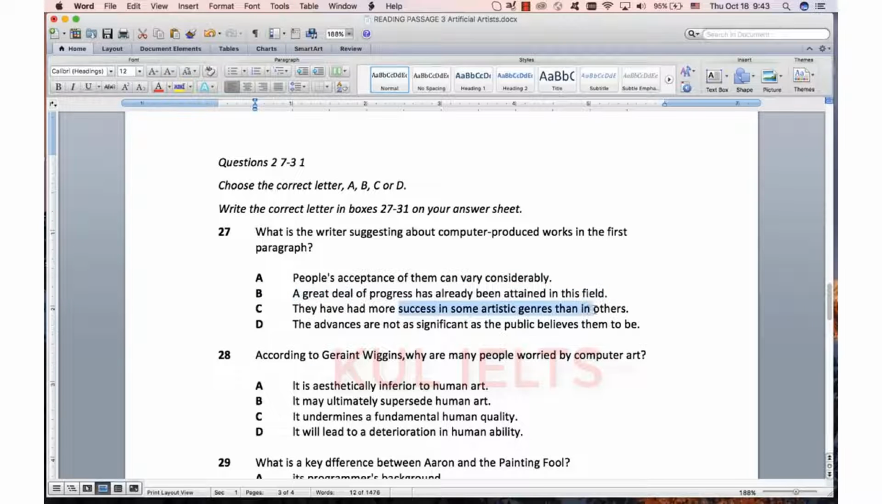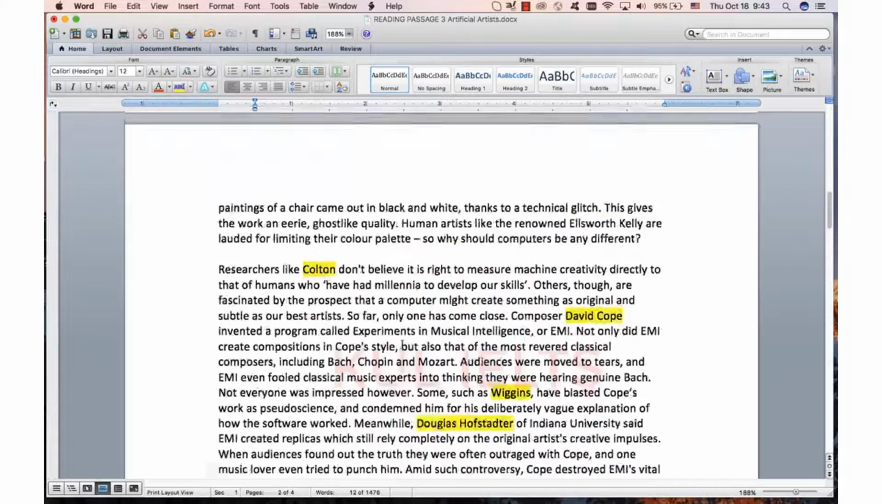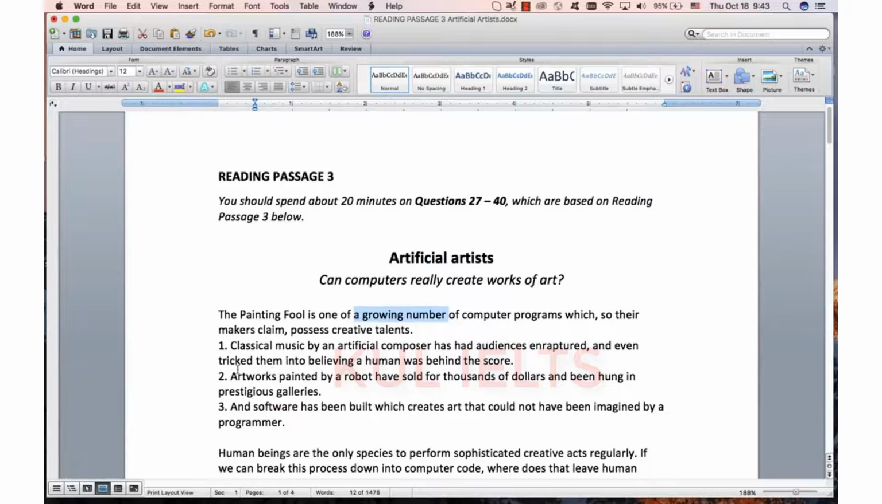More than others, he doesn't compare them. Not as significant, he doesn't compare them again. What he's trying to say is this. A great deal of progress has been attained. There is a growing number, and then he gives evidence, 3 examples to support the fact that this progress has been made. The number is growing.